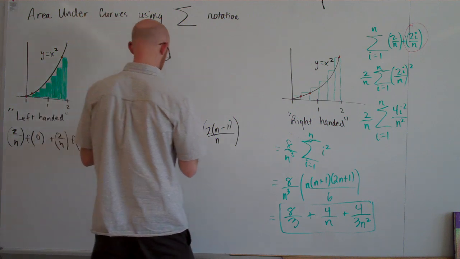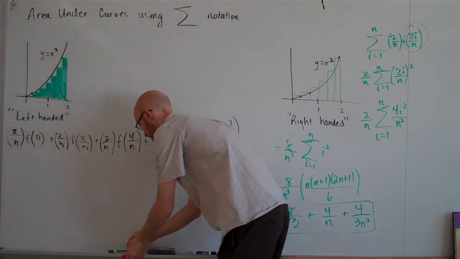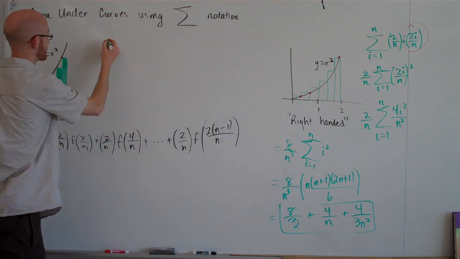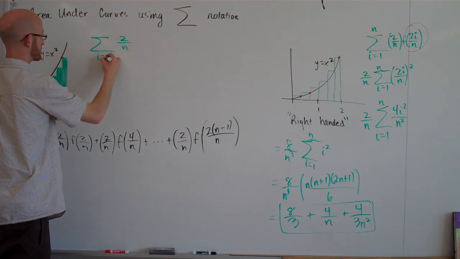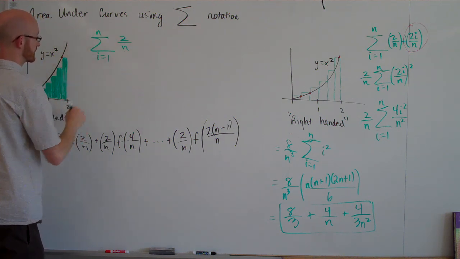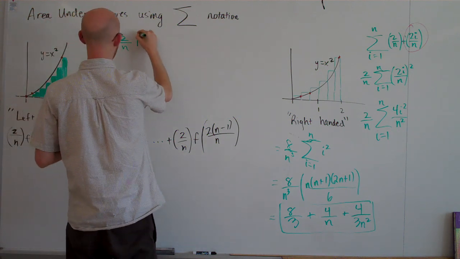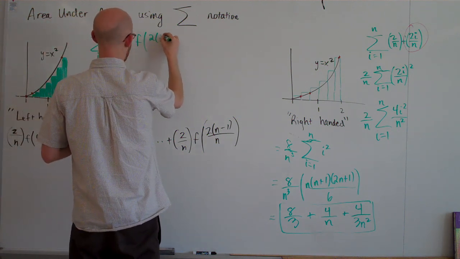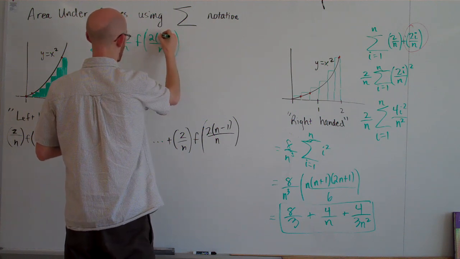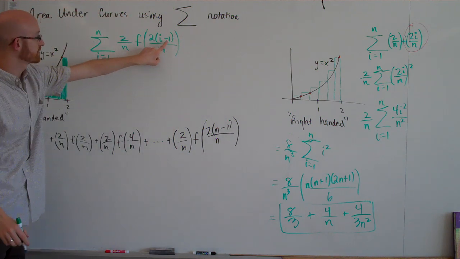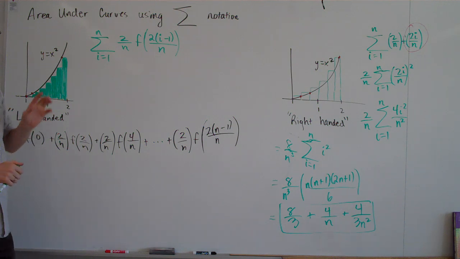Now we're going to write this in sigma notation. So, in sigma notation, that's 2 over n. Well, i is going to go from 1 to n because we want n rectangles. And then the hard part is this. It's f of 2 times i minus 1 over n. Just verify that for yourself.